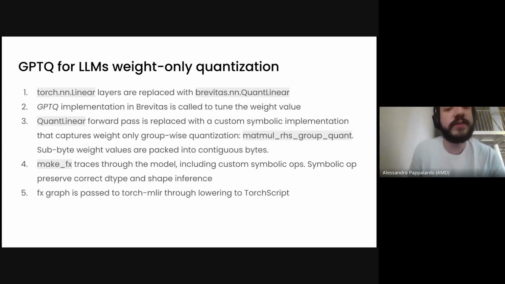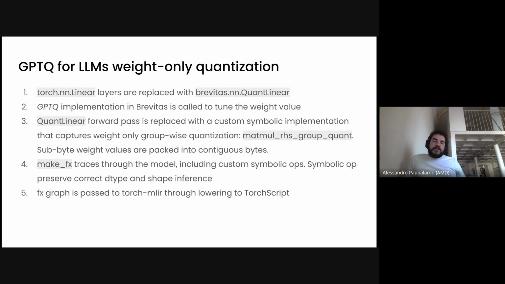So the way that the flow works is the following. We start with some model loaded from Hugging Face, and typically Hugging Face models rely on standard Torch linear layers coming from upstream PyTorch. So we have a simple flow to just replace those with Brevitas quant linear layers, which represent our abstraction for quantized linear layers that can then be parameterized with different types of quantization styles, like I was describing before, depending on what you're interested in exploring. In this case, we're interested in doing a group-wise quantization.